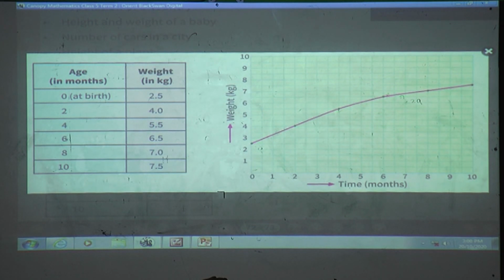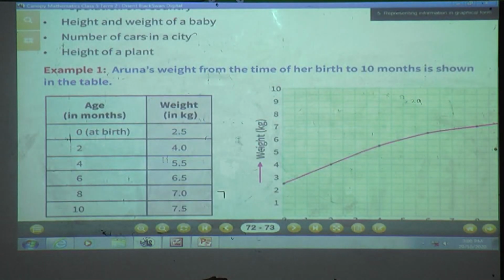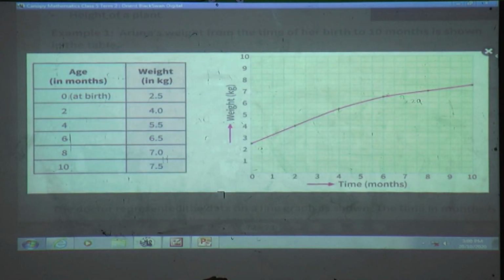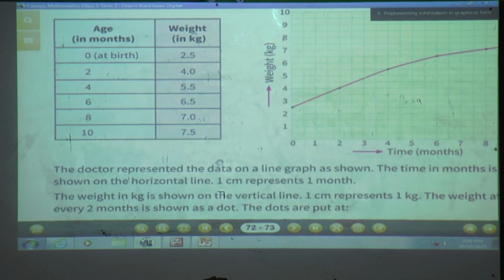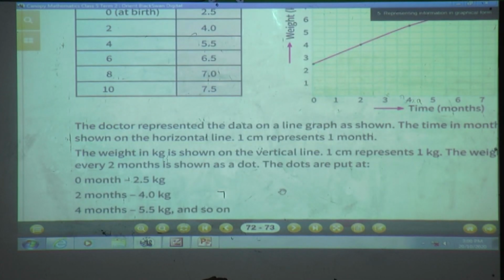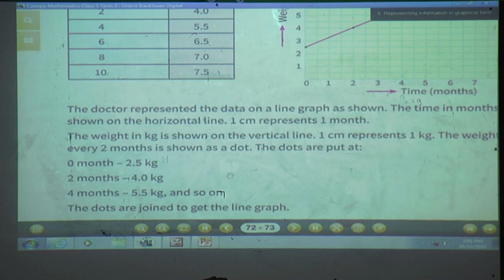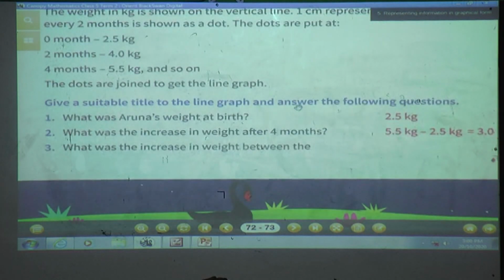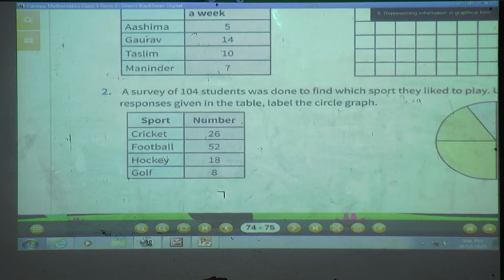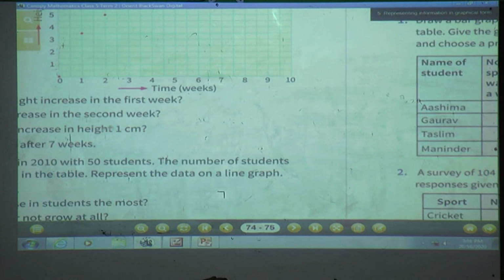Okay. Now students, we will solve exercise 5.2. Now all of you understood this line graph? Okay. So today we have studied about line graph. Even in our previous session also we have studied about bar graph, pictograph and circle graph also. So students, here we will see the exercise 5.2.